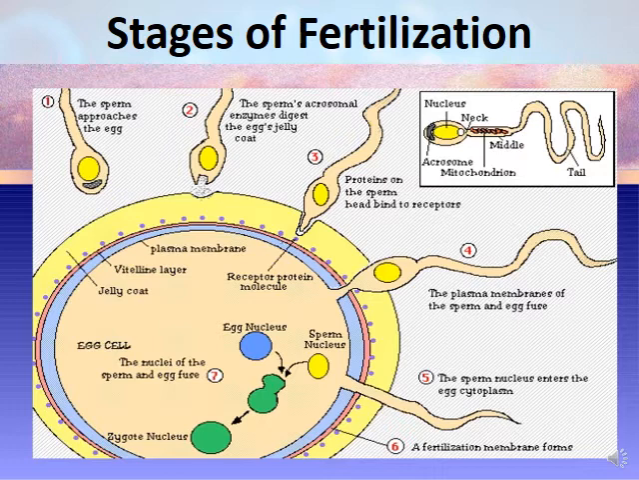Second, the acrosomal enzymes will digest the jelly coat of the egg. Then the proteins will bind to the receptors. The plasma membrane of the sperm and the egg fuse together. The sperm nucleus enters the egg cytoplasm, and then the fertilization membrane will form. And we will know what is the role of the fertilization membrane.